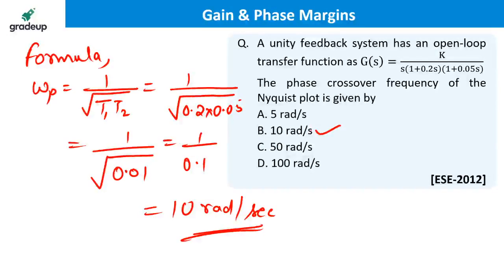Because it is the same function, k by s, 1 plus st1, 1 plus st2. Direct formula we can solve such a case. But don't apply this everywhere. If you blindly apply this everywhere, then you are going wrong. This is just for k by s, 1 plus st1, 1 plus st2. Okay?